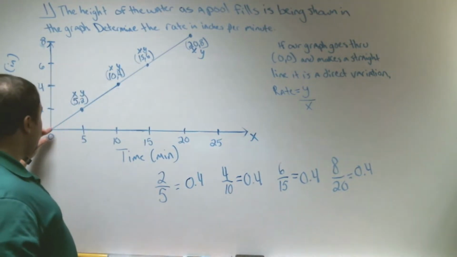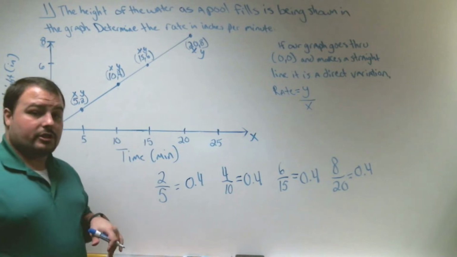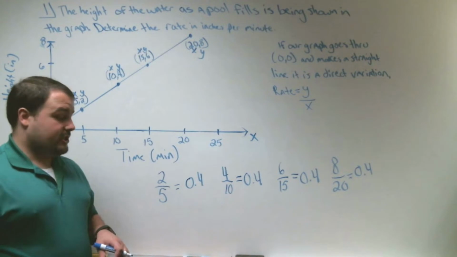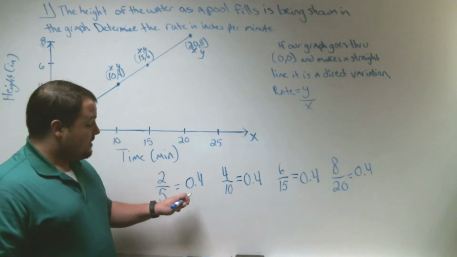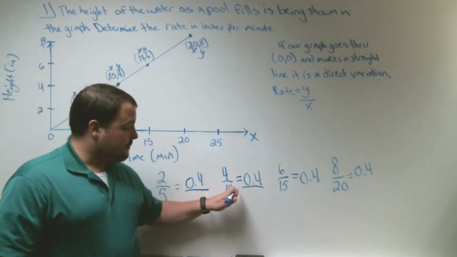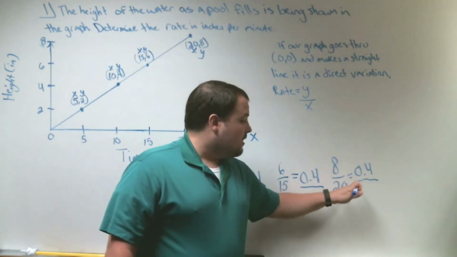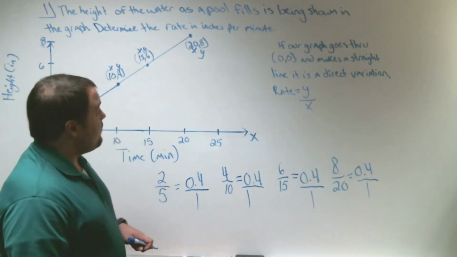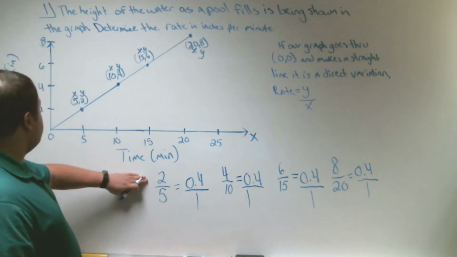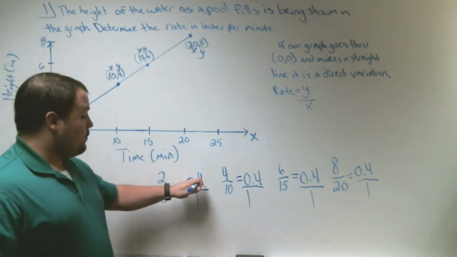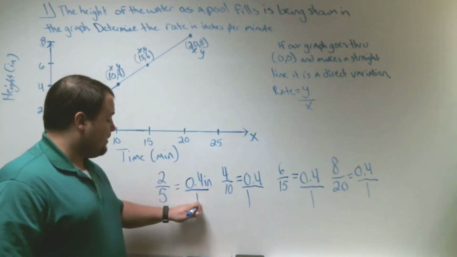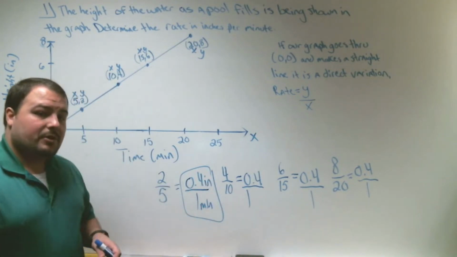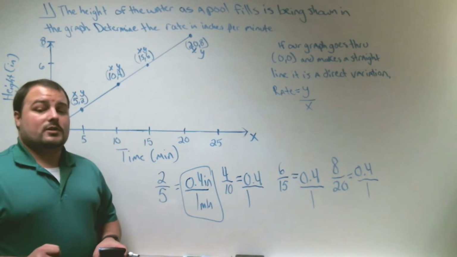A direct variation will always make a straight line and go through the origin. If it does, it's proportional, but it also directly varies as y changes. So all we got to do is take this number and put it over 1, and we have our rate. Our rate tells us that the graph is moving 0.4 inches every minute. So this is us putting our label on it. And that's it for question number 1.